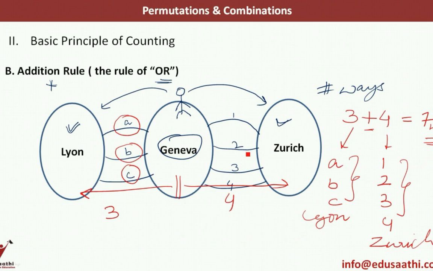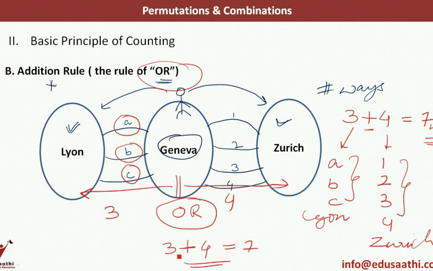Okay, so why do we call it the rule of or? Because I was here in Geneva and I could go either to Lyon or to Zurich. So I use the word or. So whenever, while solving a question or reading a question in your mind, you have this word or figuring out somewhere, always remember you'll use plus, the plus sign. So here either Lyon or Zurich. So I have 3 plus 4, which is equal to 7.